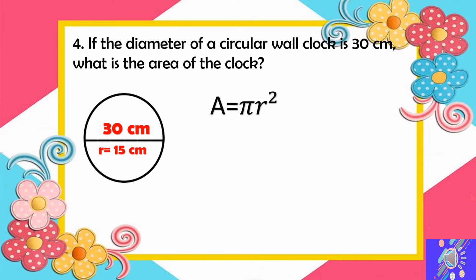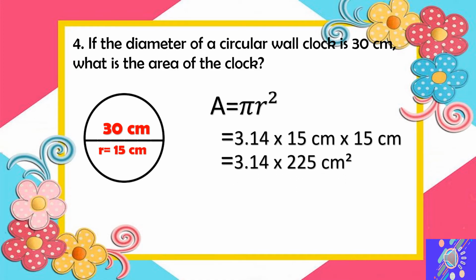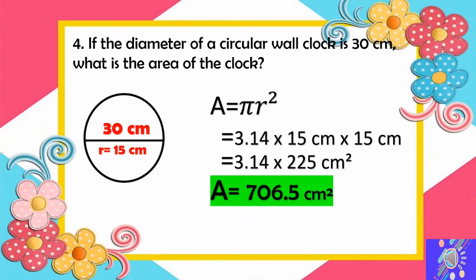So again, we will be using the formula A equals pi r squared. So that means 3.14 times 15 centimeters times 15 centimeters. So when we multiply 15 times 15, the answer will be 225. So we will now multiply 3.14 times 225 square centimeters. And then we have now the area of 706.5 square centimeters.